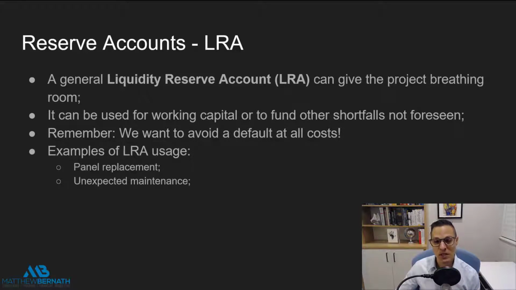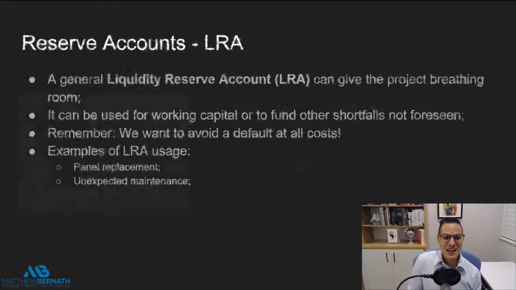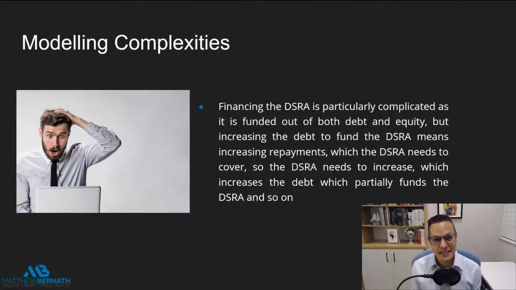Another example is a liquidity reserve account, which is just a reserve account to give the project, again, breathing room and provide some liquidity if the project needs some cash. And there are more types of reserve accounts, lots of different types that are very project specific. And as we've seen, this does lead to complexities in project finance models. Quite simply, the complexity comes due to this flowchart. I put this flowchart together to explain the complexities.